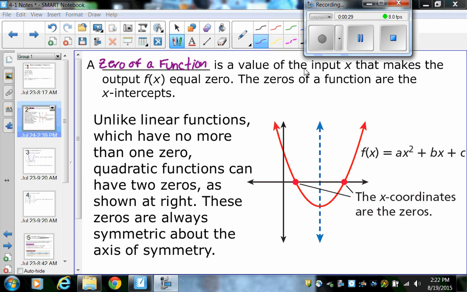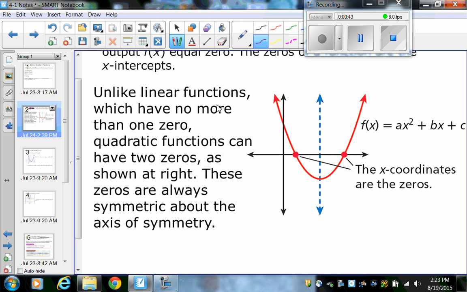A zero of a function is the value of the input x, which makes the output f of x equal to 0. The zeros of a function are the x-intercepts. Unlike linear functions, which have no more than one zero, quadratic functions can have two, as shown on the right. So it crosses the x-axis here, and it crosses the x-axis here. These two would be what we call the zeros. And it's also important to note that the zeros are always symmetric about the axis of symmetry, which we will talk more about a little bit later.